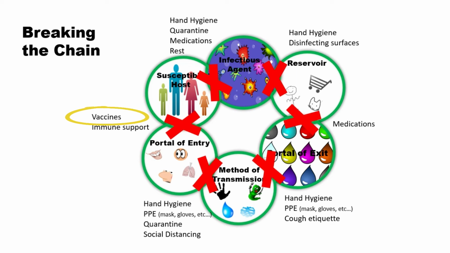Scientists are working very, very hard right now to create a vaccine against COVID-19, and vaccines work against viruses in the last link in the chain of infection because they boost our immunity, and so we aren't a susceptible host anymore to that particular virus.